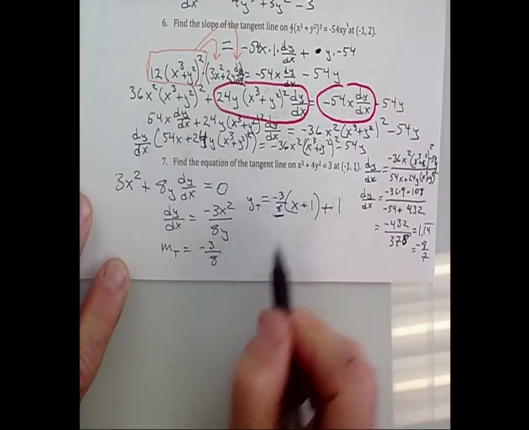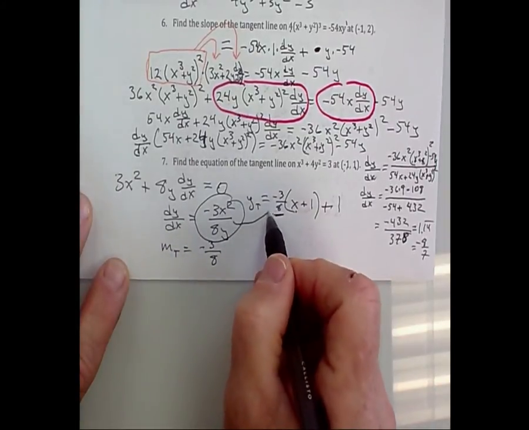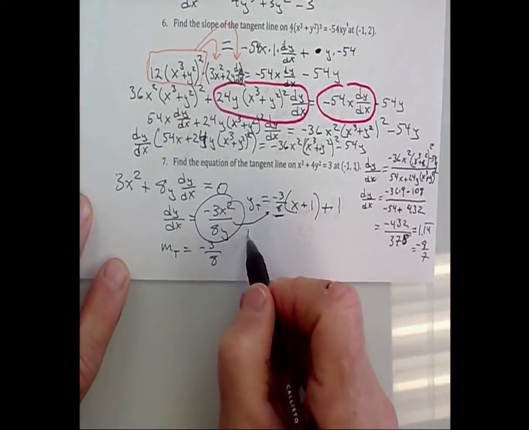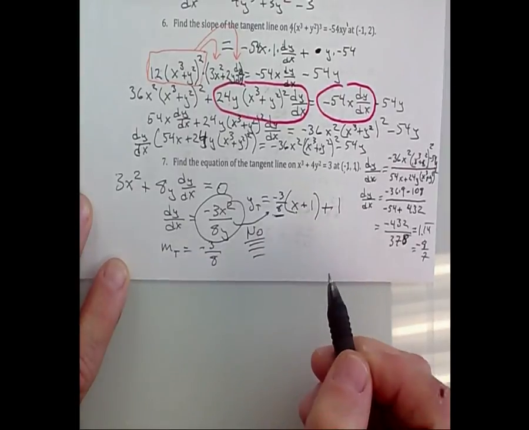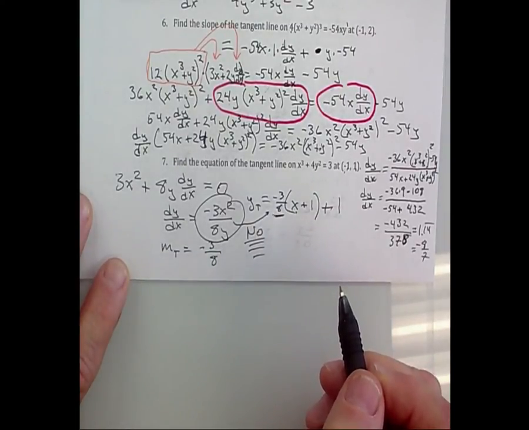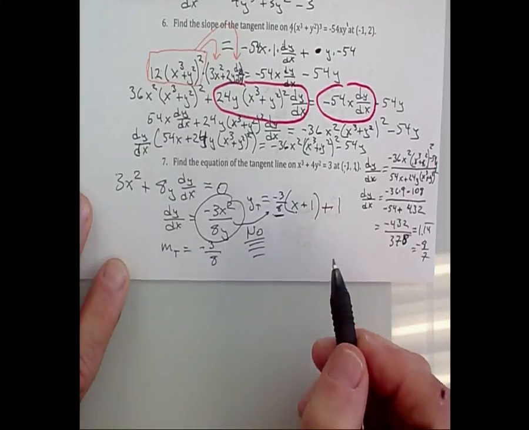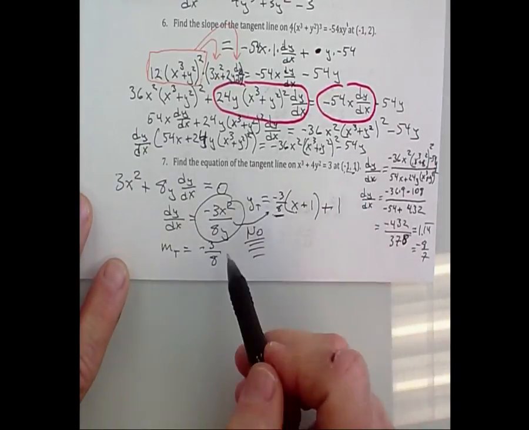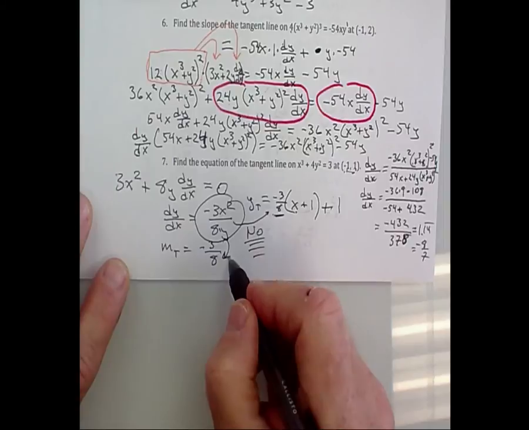This has got to be a number. I do not want to put this into here. Okay, there better be a number here. And I get that by plugging these values into there to get this number, which goes here.